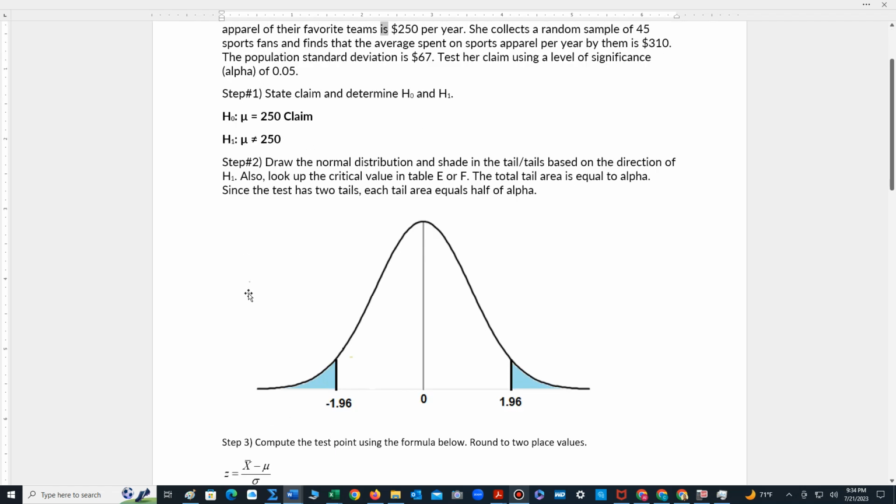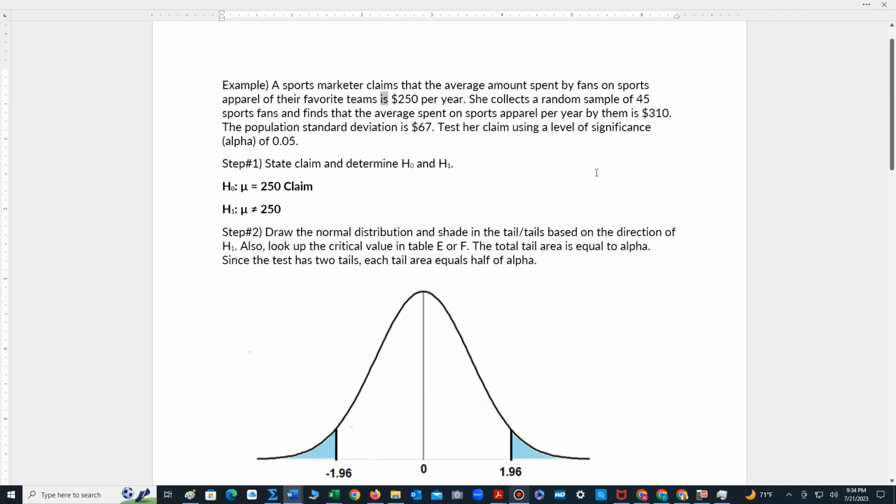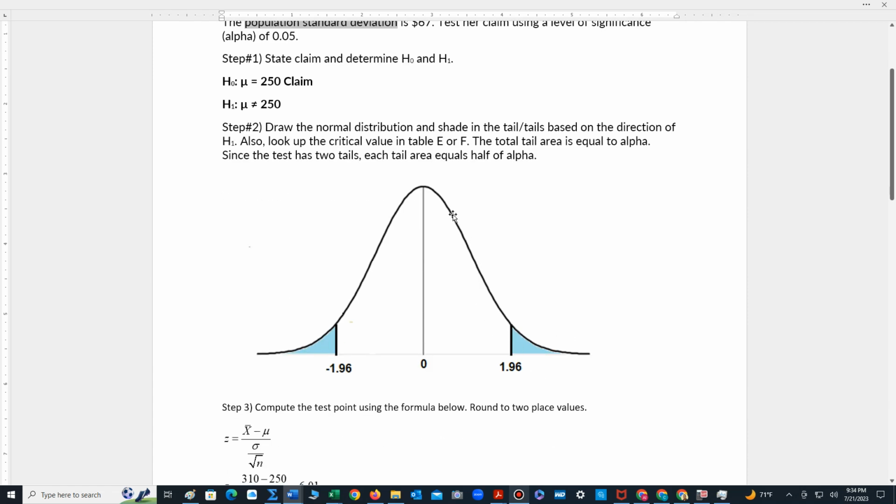Our next step is we have to draw the normal distribution. It is a z-test because we are given the population standard deviation. That's how we know it's a z-test. So it's a two-tailed z-test. We can then use table E or F to get the critical values. In this case, it's easier just to use table F.